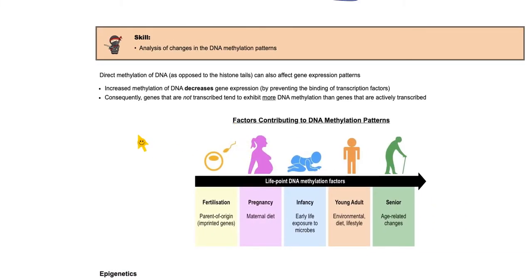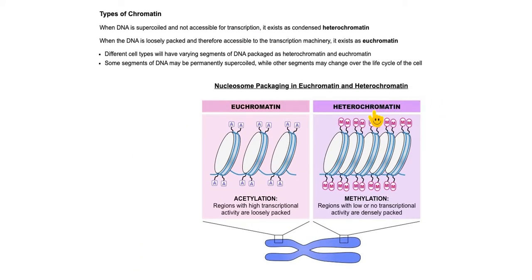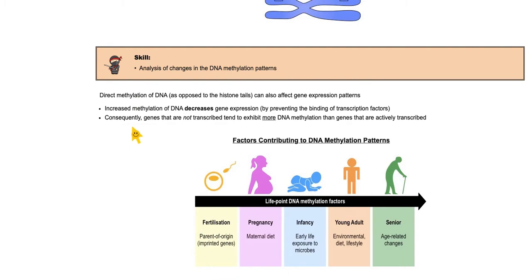So what does that mean? Well, we said that the DNA becomes tightly packed, right? The DNA forms this heterochromatin. But also increased methylation of DNA decreases gene expression, right? Because if you can't undergo transcription, then that means that gene is not going to be expressed into an RNA strand and then into a protein.